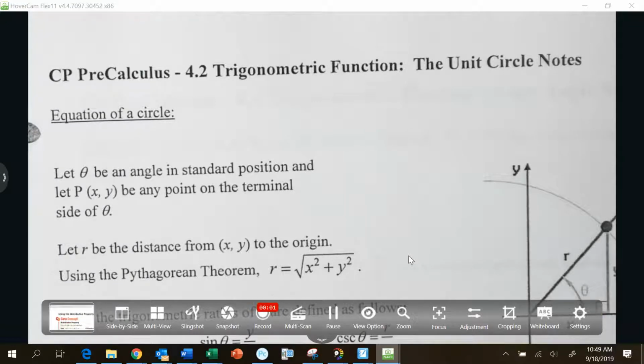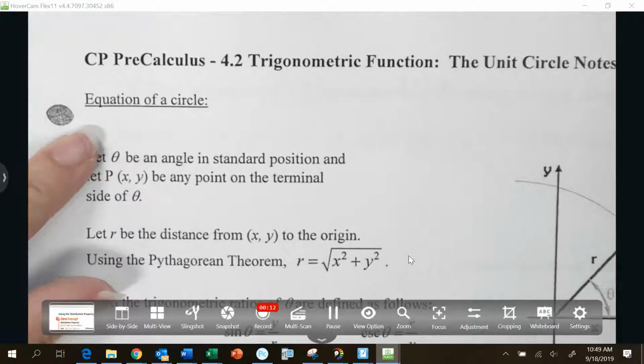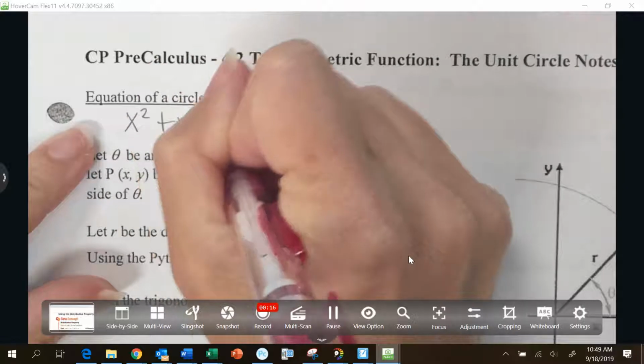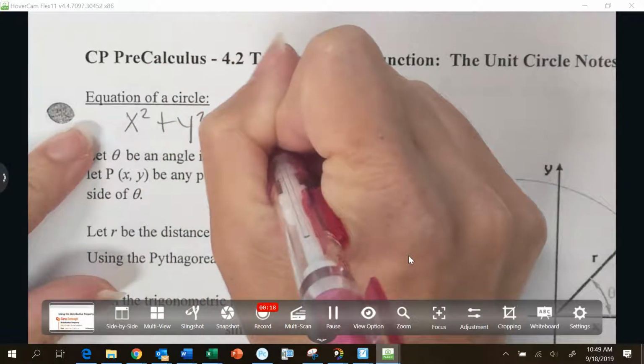You to graph a circle, and then everybody was like, I don't know what to do. Well, I didn't say it was a circle either. I just gave you an equation, and it sounded like a lot of people didn't know much about graphing circles. So the equation of a circle is in the form of x squared plus y squared equals r squared.